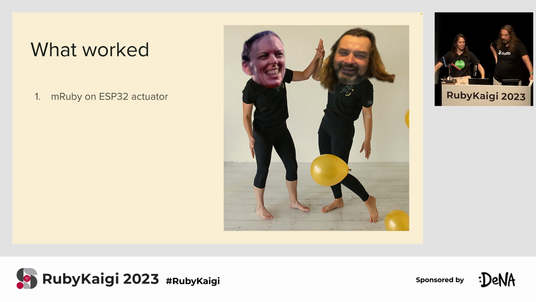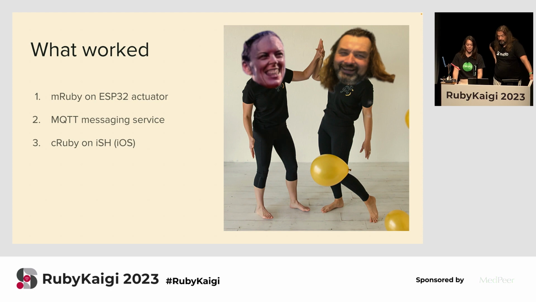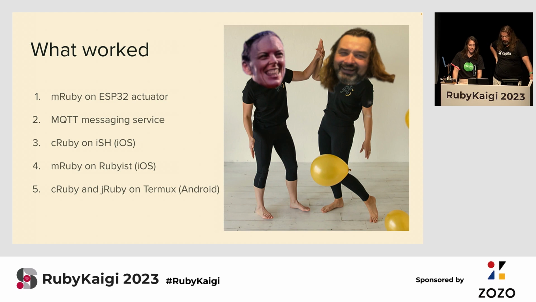Cool. So let's recap what we've achieved so far. We've successfully built the actuator using MRuby, and it's connected to our MQTT messaging service. And we did manage to control it from a mobile client. We also did manage to run various parts of Ruby on a whole lot of different platforms. We ran some basic scripts on iSH, a terminal on an iPhone. We ran some Ruby scripts on Rubyist, a Ruby platform on iPhone, to build out widgets, Siri commands, and shortcuts. We ran both CRuby and JRuby on the Android terminal Termux.